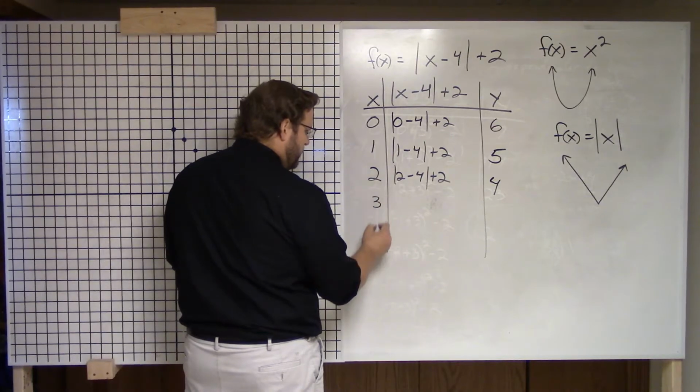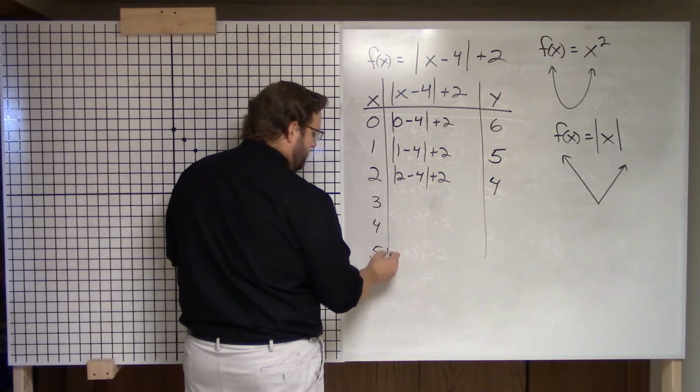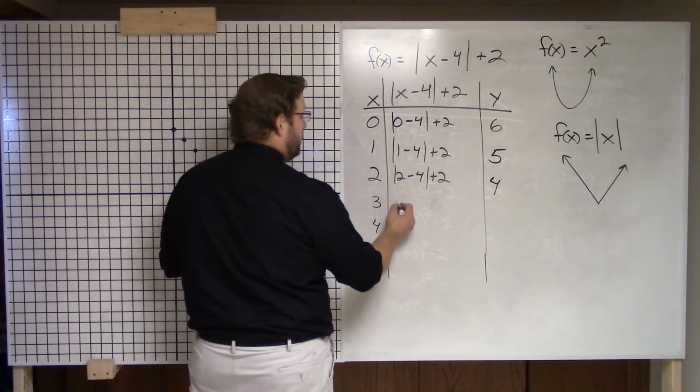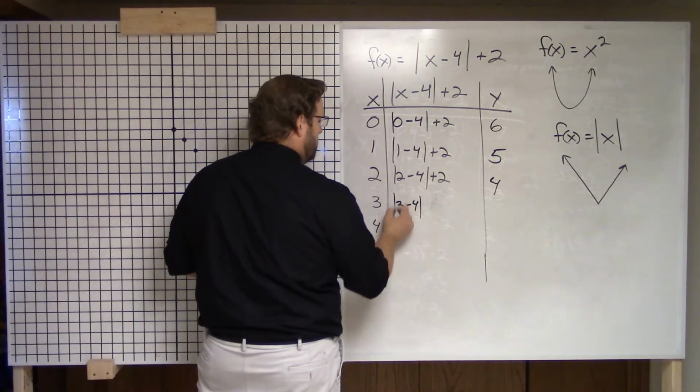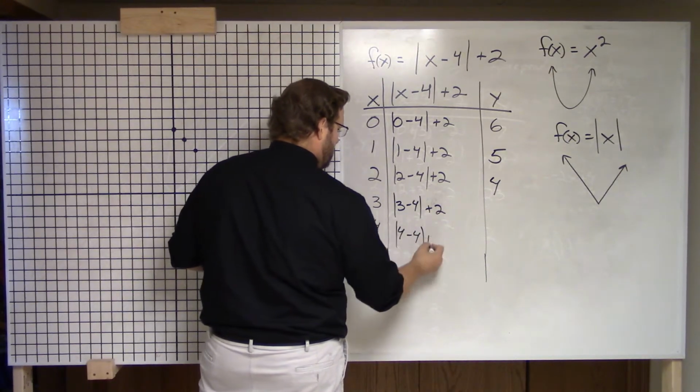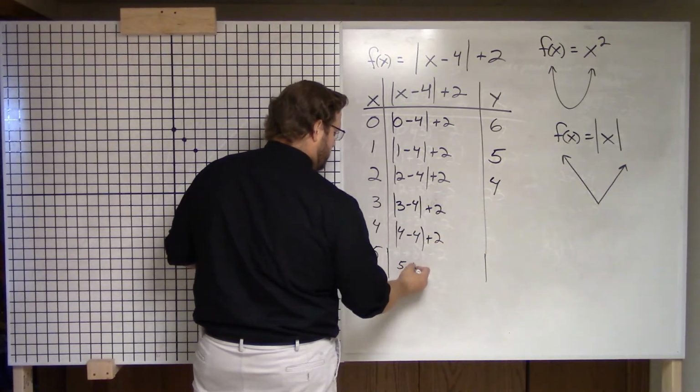I'm going to keep going with 3, 4, and 5. Okay, let's plug that in. We've got 3 minus 4, 4 minus 4, and 5 minus 4.